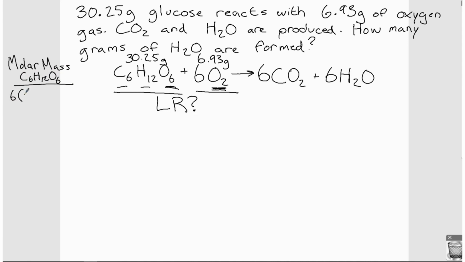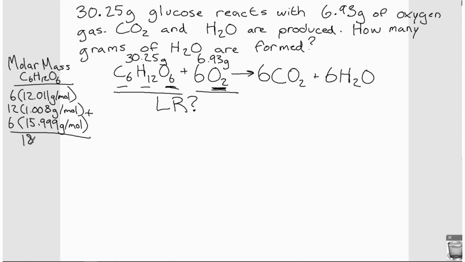C6H12O6, I'm going to multiply carbon's molar mass from the periodic table by 6. I will multiply hydrogen's molar mass from the periodic table by 12. And I'll take oxygen's molar mass and I'll multiply it by 6 as well. Once I've done all this, I'm going to add them all together. And my total molar mass for glucose ends up being 180.156 grams per mole.